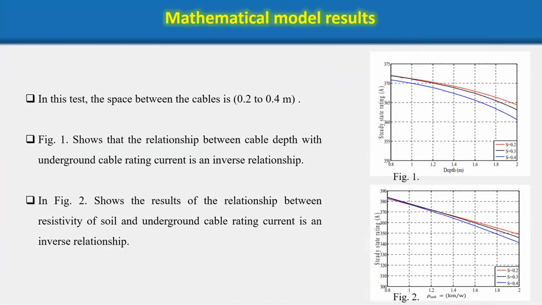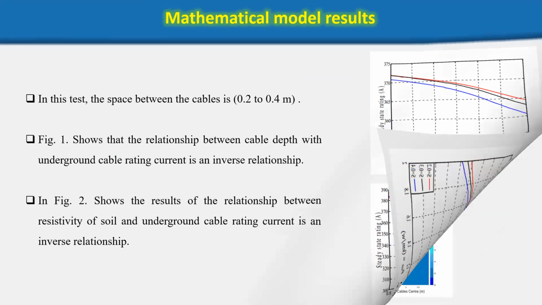Mathematical model result: in this test, the space between the cables is 0.2 to 0.4 meters. Figure 1 shows that the relationship between the cable depth and the underground cable rating current is an inverse relation. Figure 2 shows the result of the relation between the resistivity of soil and underground cable rating current, which is also an inverse relation.